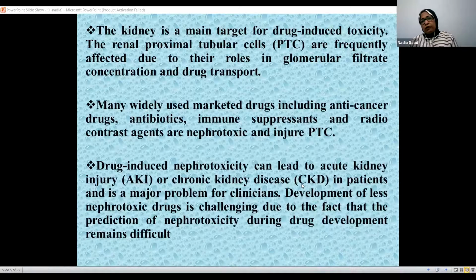The kidney is the main target for drug-induced toxicity because proximal tubule cells, PTC, are affected due to their role in glomerular filtrate concentration and drug transport. Many drugs in the market, like cancer drugs, antibiotics, and immunosuppressants, are nephrotoxic. Drug-induced nephrotoxicity can lead to acute kidney injury or chronic kidney disease, which makes patients a major problem for clinicians. So the development of less nephrotoxic drugs is a challenge, due to the fact that prediction of nephrotoxicity during drug development remains difficult.